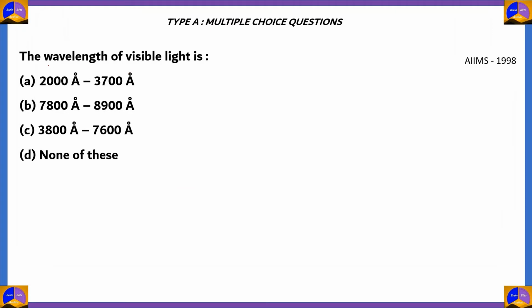Next question. The wavelength of visible light is: A, 2000 angstrom to 3700 angstrom; B, 7800 angstrom to 8900 angstrom; C, 3800 angstrom to 7600 angstrom; D, none of these. So what is angstrom? This basically is 10 raised to minus 10 meters. So it's a unit of length. And wavelength is the length of the wave, a single wave.